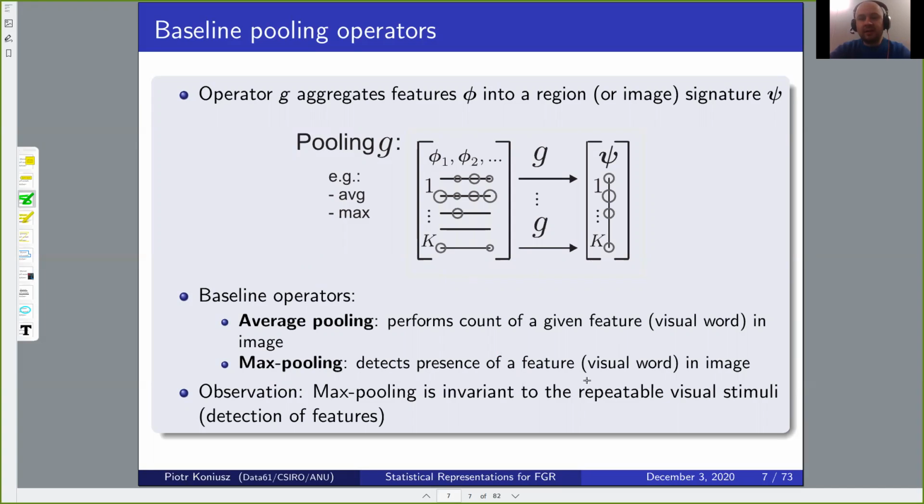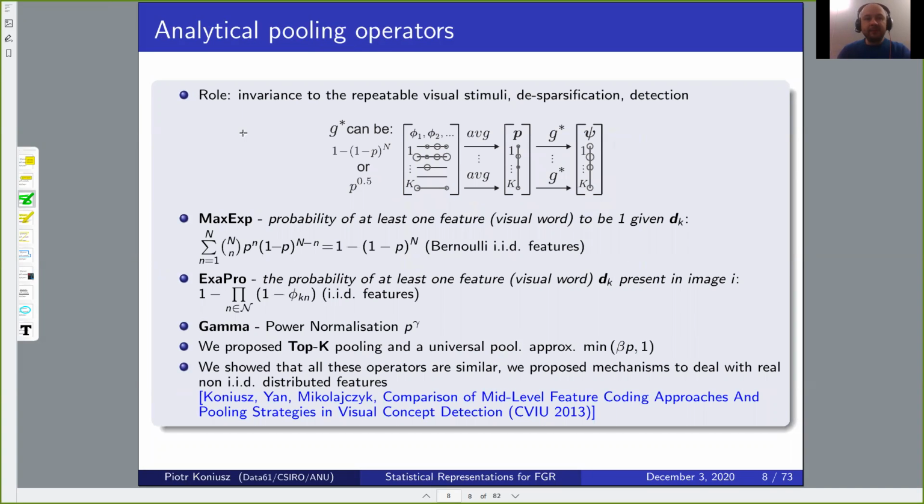It doesn't matter how many patterns of the same kind are detected. As long as one is detected, this is the evidence. And analytical pooling operators are built on that. So essentially, they are not maximum pooling, but they are statistically motivated operators.